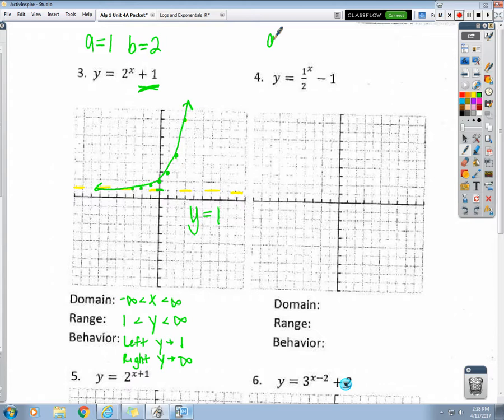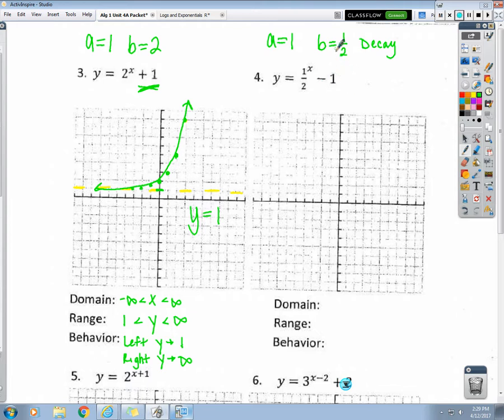What's the a value? 1. What's the b value? So this is a decay, okay, because your b value is less than 1 but greater than 0. Okay, well, what did this plus 1 do to this curve? So what do you think minus 1 is going to do? It's going to go down 1.